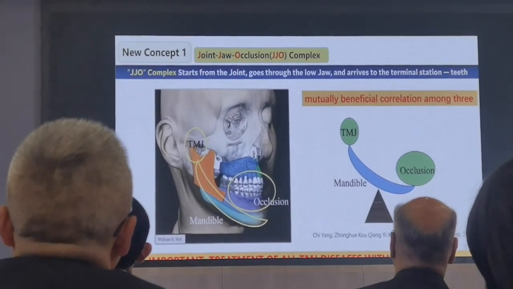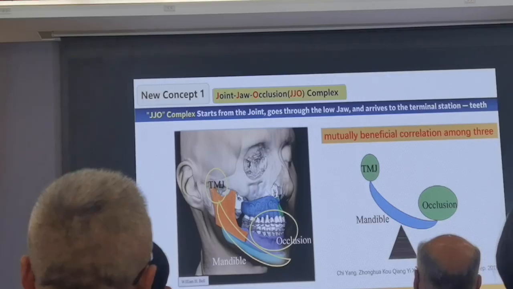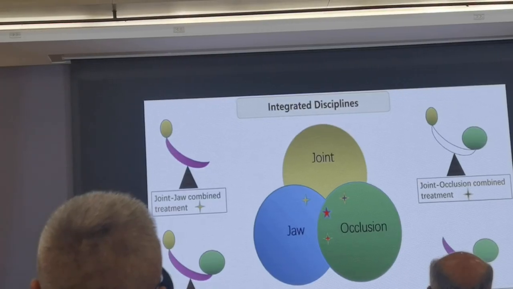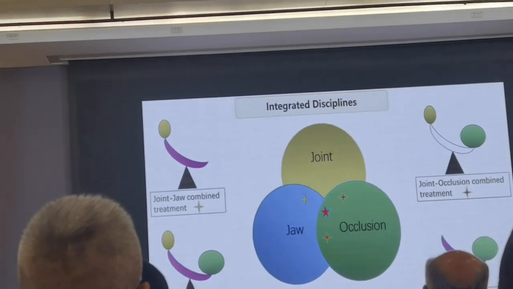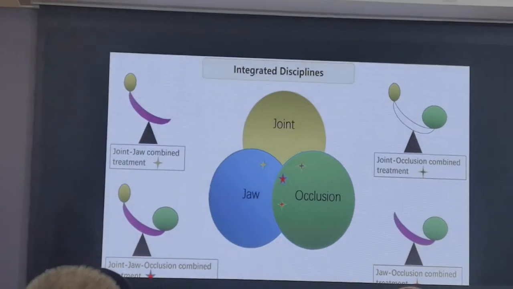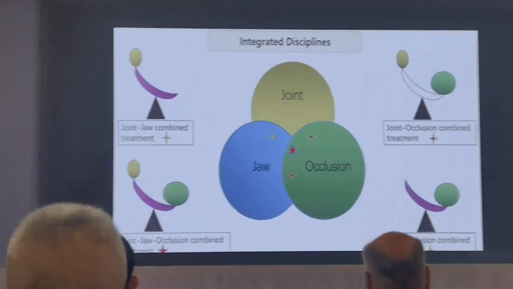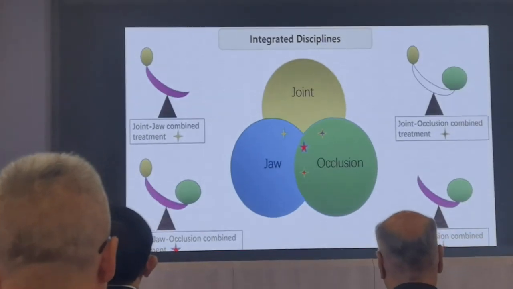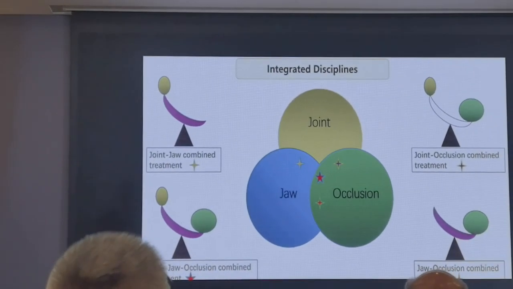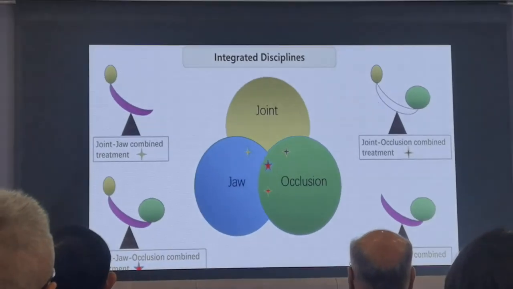And the treatment of all of the diseases with jaw deformity should obey these concepts. So according to the new concepts, we consider different kinds of integrated disciplines, including joint combined treatment and joint occlusion. For example, orthognathic surgery combined with orthodontic treatment. And finally, we'll focus on the joint occlusion combined with treatment.